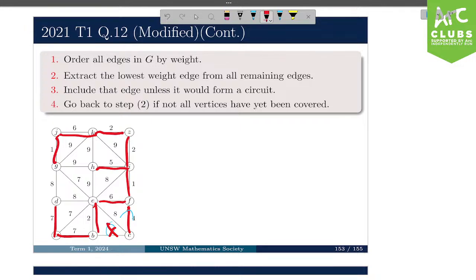So don't include that 8 there. Don't include this 8 or this 8. And don't include this 8 either. Actually, you can see that we're done with this algorithm. I've been rambling like a fool.